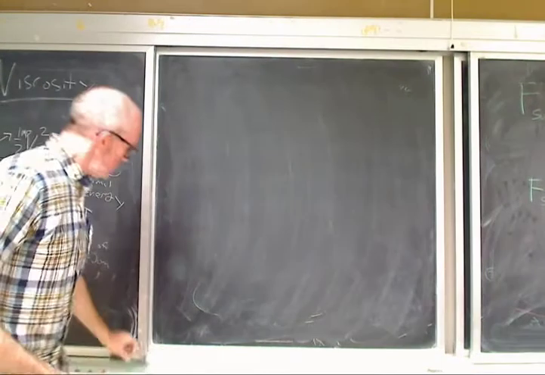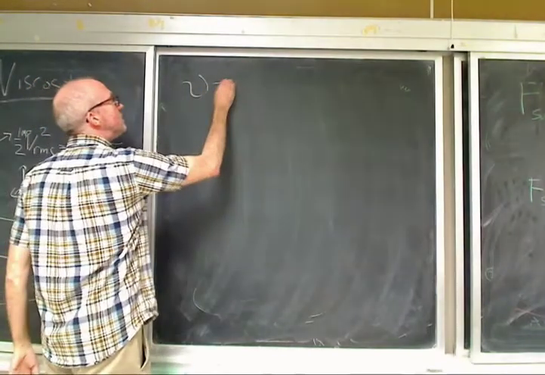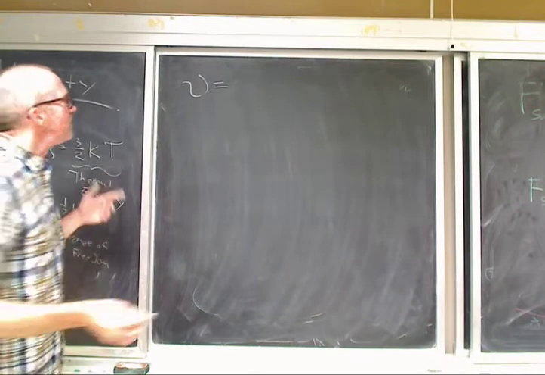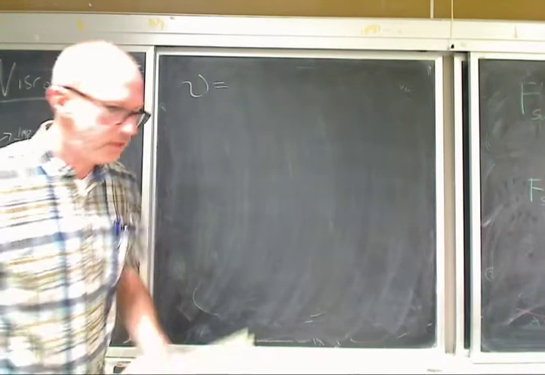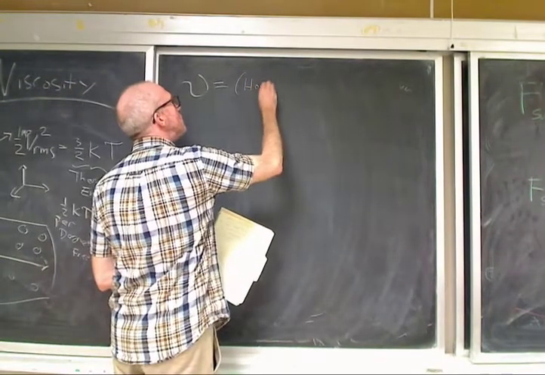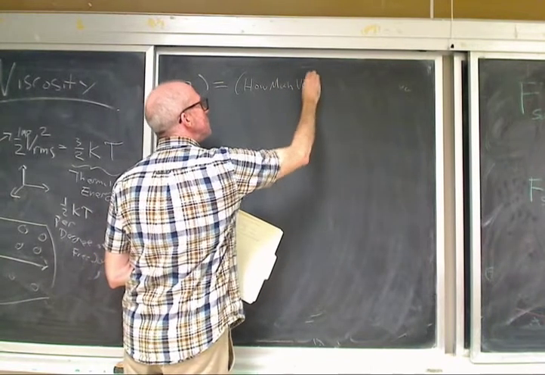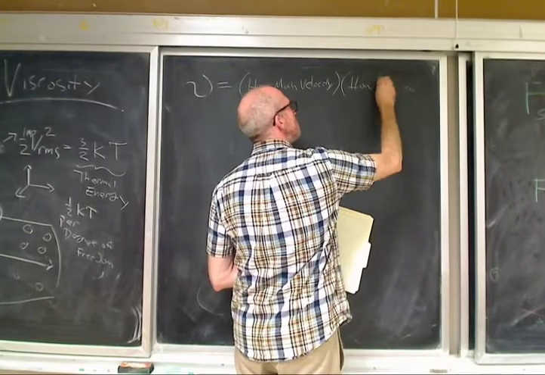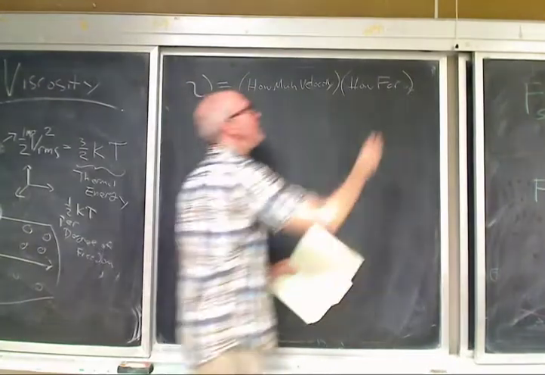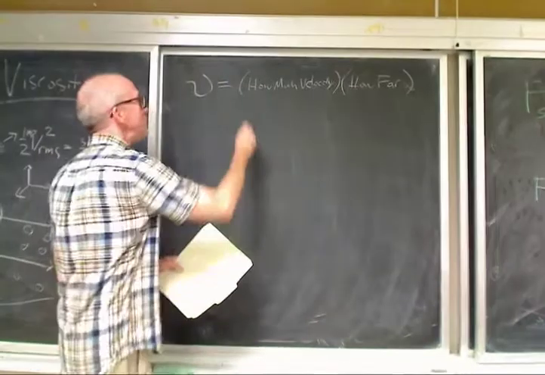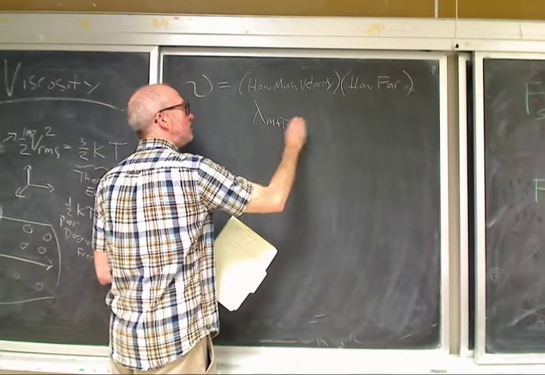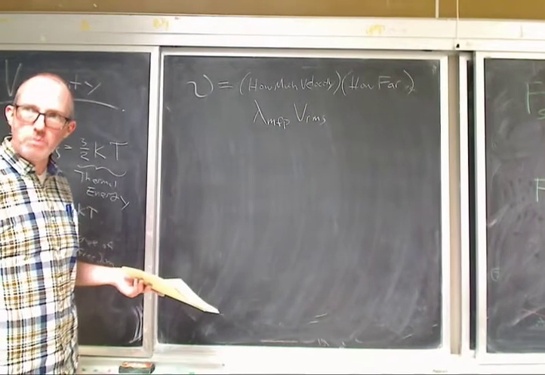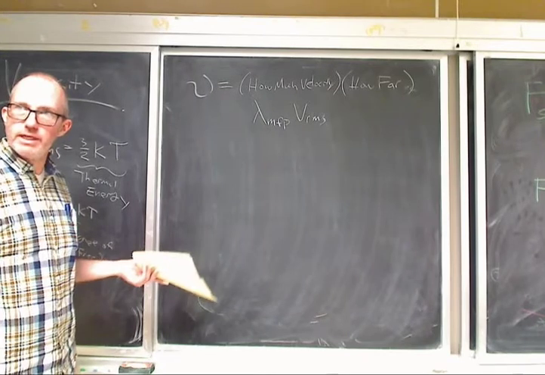So the amount, nu, I'll talk about what nu is in a second. This is the coefficient of viscosity. You don't have anything for that right now. But this is just roughly equal to how much velocity times how far it can go. That's an A. Times how far it can go. This is equal to the mean free path times the RMS velocity. That is roughly what the viscosity is for a gas.